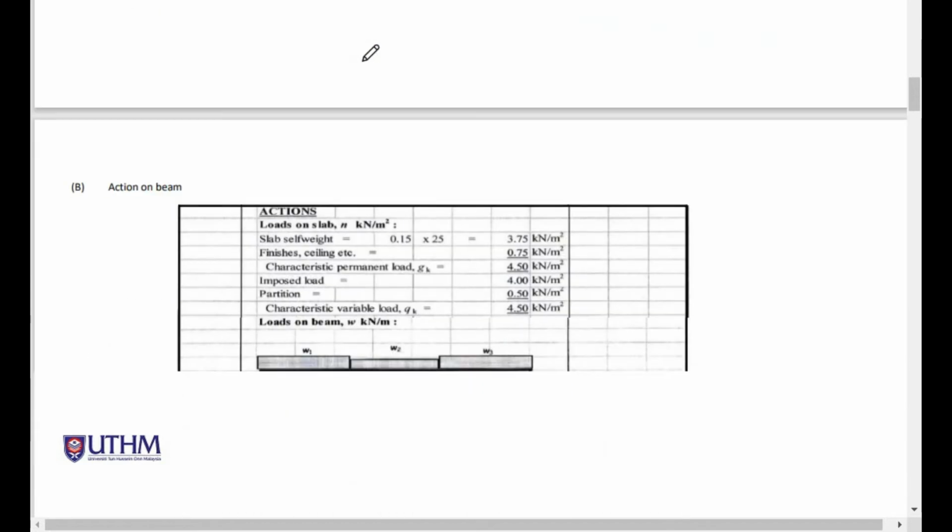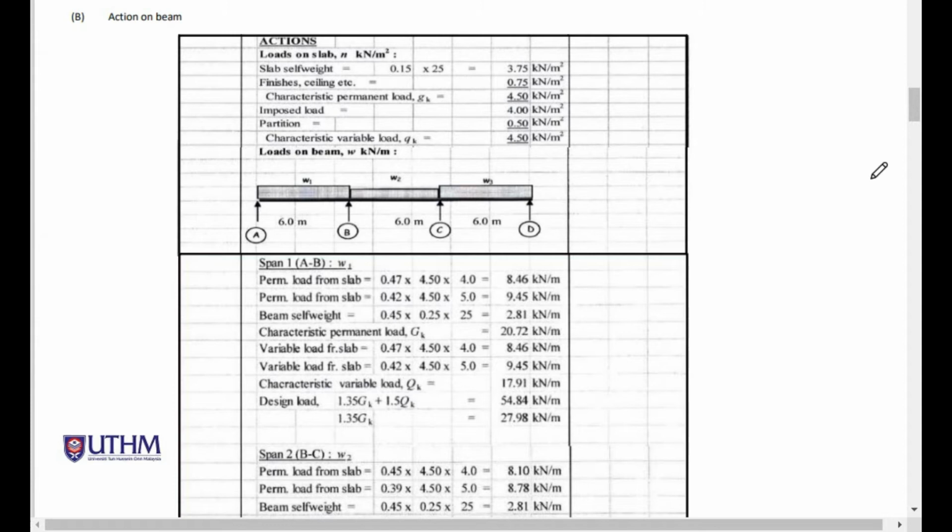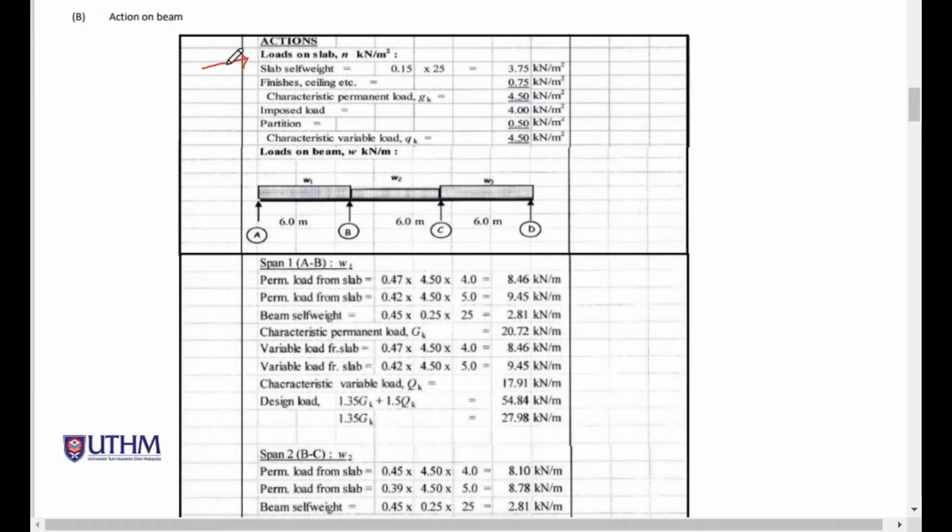Next is to calculate the action on the beam. First you need to calculate the slab, because the loading flows from the slab to the beam. So you need to determine the slab load first. This is the slab, and then later you check the beam.